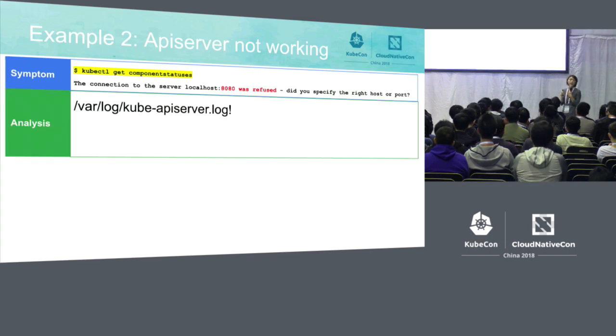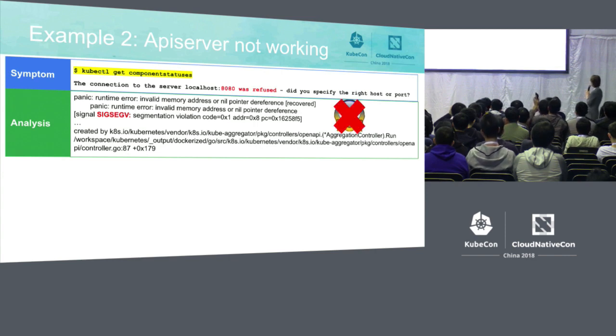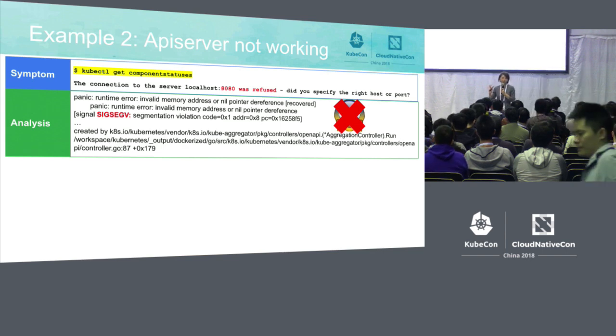And we check the API server log. What do we see? It panicked. That's not good. Do we panic? Don't panic. Remember, Joe said don't panic. And we're software engineers. We can read a stack trace. And it turned out there's something wrong with this aggregator controller OpenAPI. Some of you might already know what that is. Some of you might not. I don't care. It doesn't matter. You can always check online.